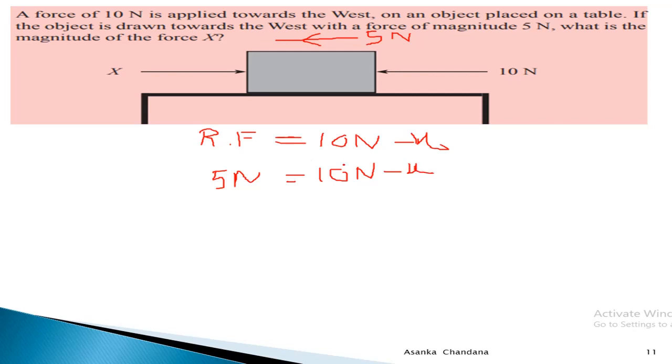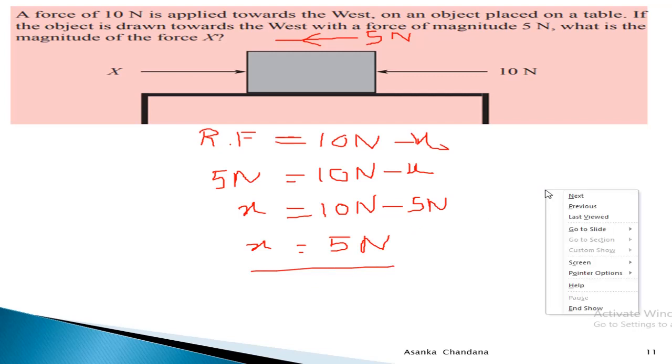Then this can be rearranged. When minus x comes to this side, it becomes plus x. And when the 5 Newton comes to the other side, it becomes minus 5 Newton. Then we can calculate the value of x like that. 10 minus 5 is 5 Newton. So the answer for this question is 5 Newton.